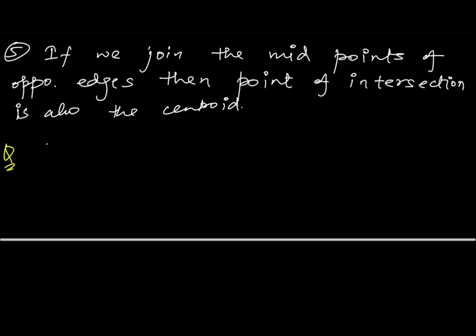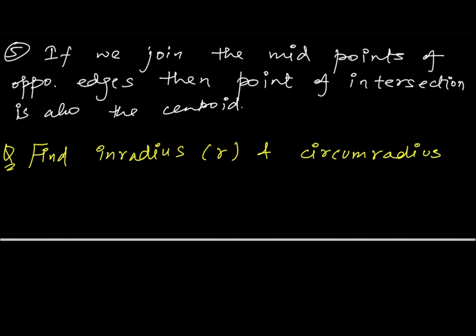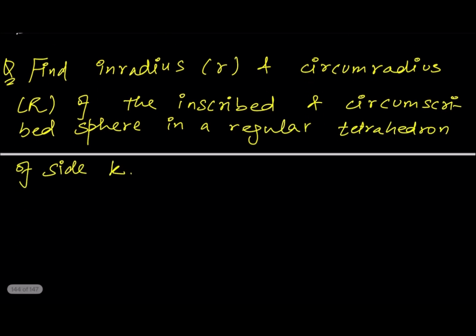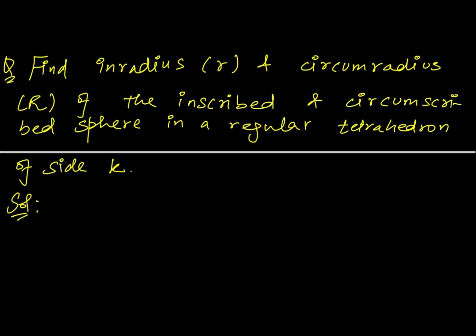Question is, find inradius small r and circumradius capital R of the inscribed and circumscribed sphere in a regular tetrahedron of side K. Students, regular tetrahedron is nothing but a tetrahedron having all equal edges. Let us draw the figure which is according to the question.